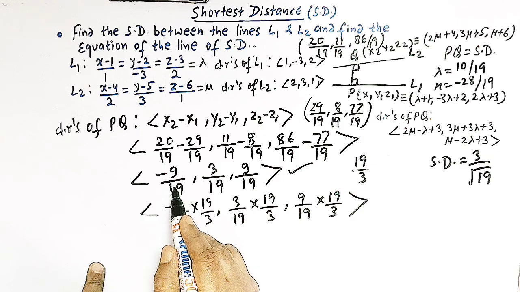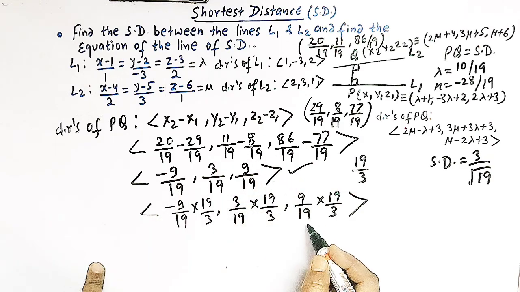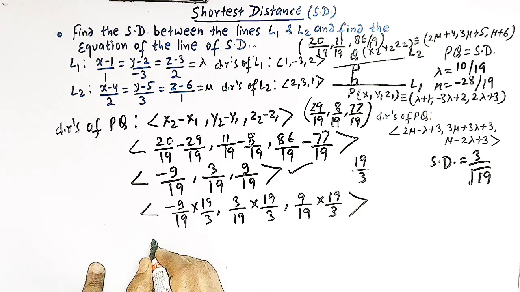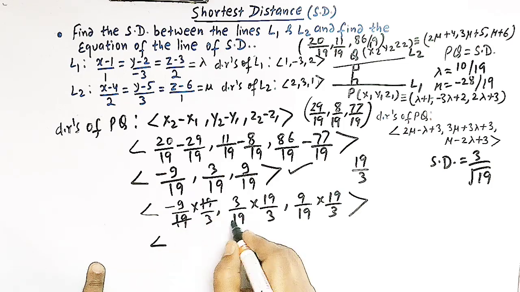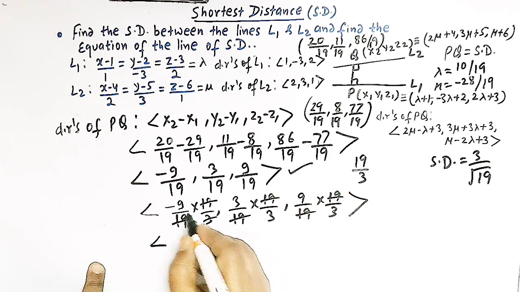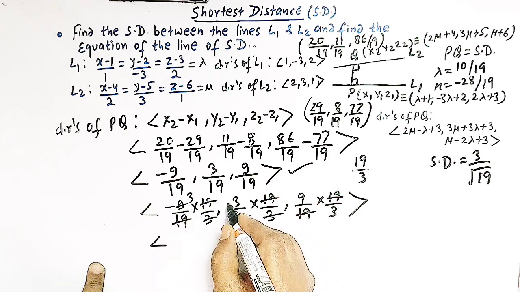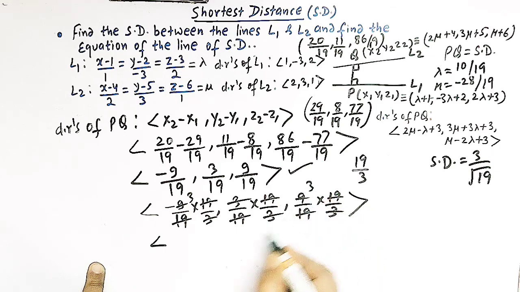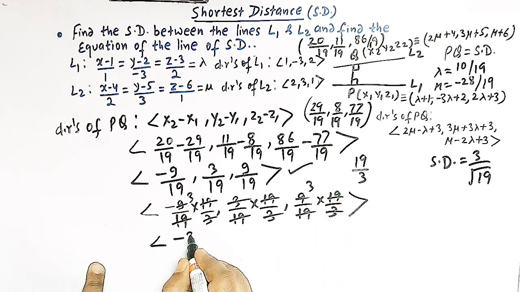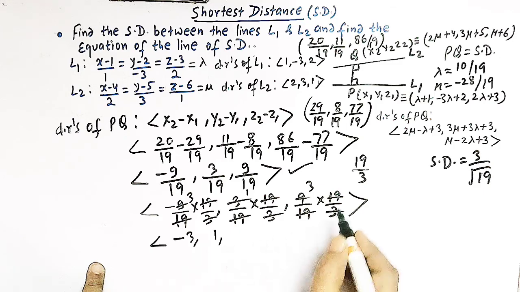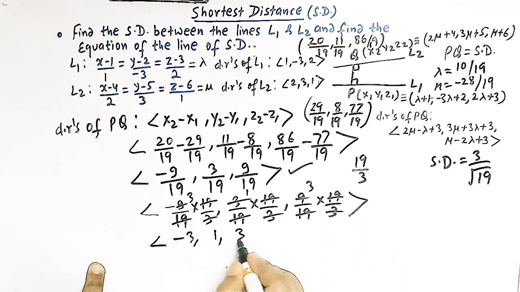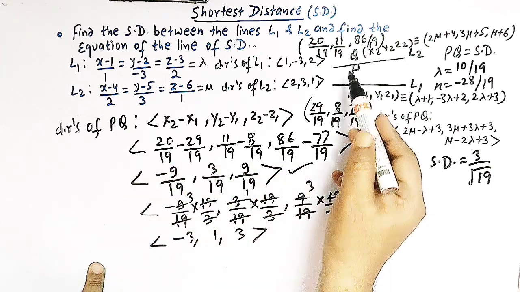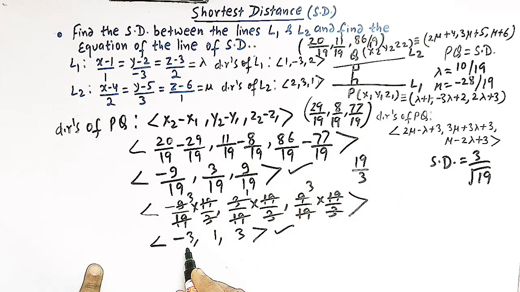Right? Because we can reduce the direction ratios to the lowest terms, because we know that parallel lines have proportional direction ratios. So here this 19 gets cancelled, and here we have 3 times 3, here we have 3 and 3 get cancelled, and here we have 3. So here we have minus 3, here we have simply 1, and here we have simply 3. So the direction ratios of PQ can also be written like this, that is minus 3, 1, 3.